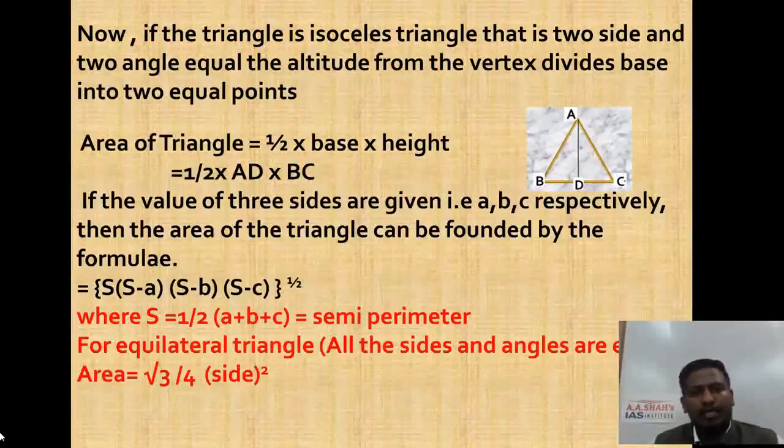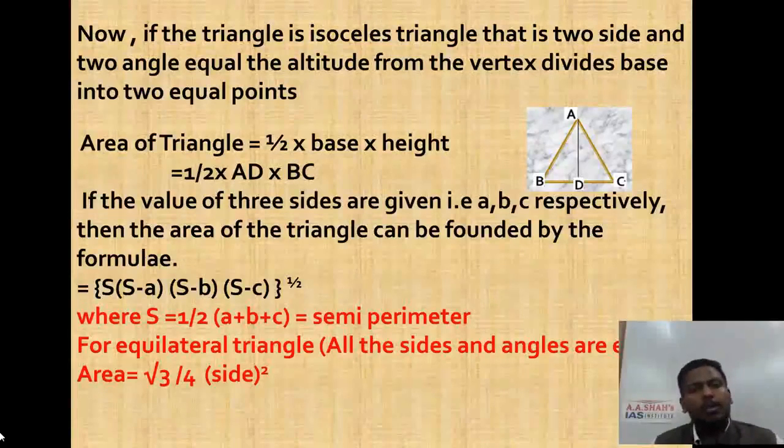The line joining this D and A is called the height of the triangle, and to measure the area of the triangle, you can directly use the formula half into base into height, which becomes, in your case, the base is BC and the height is AD. It becomes half into BC into AD.